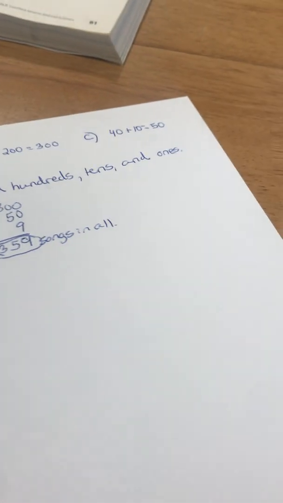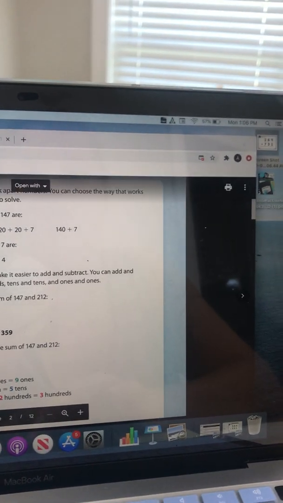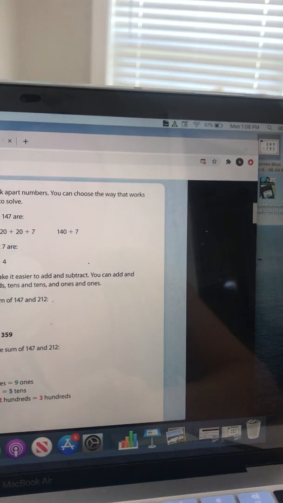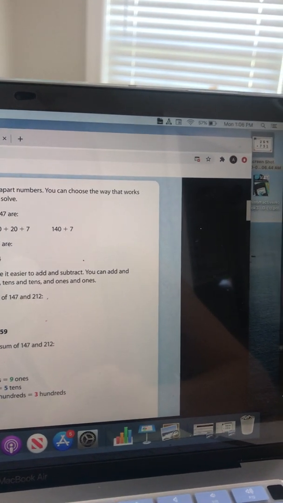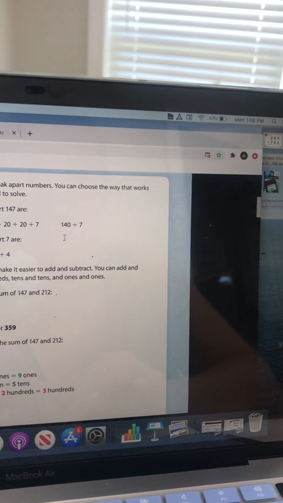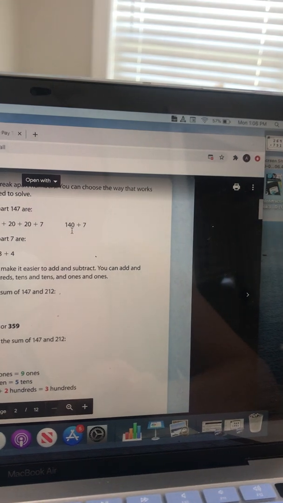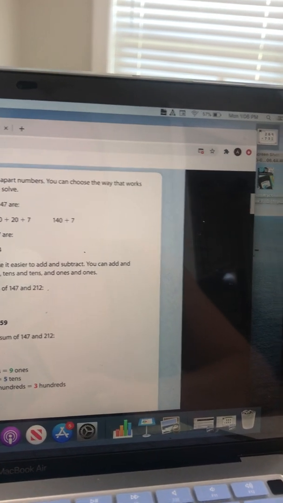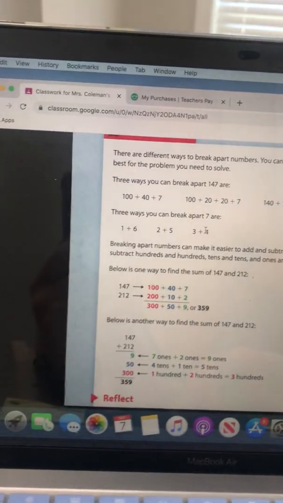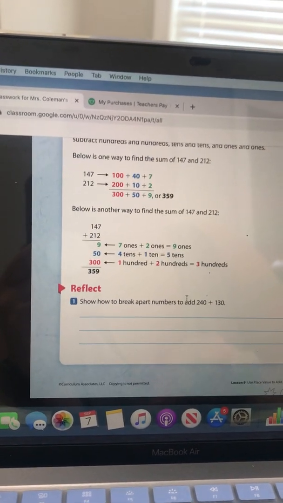Okay, that's page 80. Let's move on to page 81. Now, 81 is going to give you some examples of how to break apart 147. You can see 100 plus 40 plus 7. They took the 40 then and broke it into 20s. They put the 100 and the 40 together for 140 plus 7. And then they took a 7 and broke it apart. They're just showing you how you can break numbers apart and then add them back together.